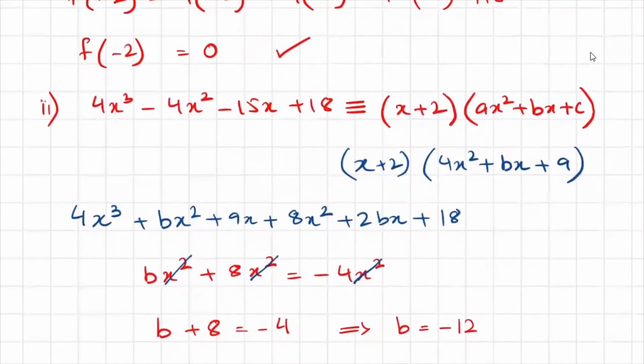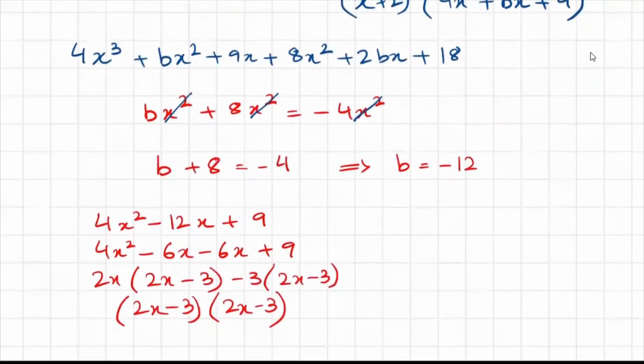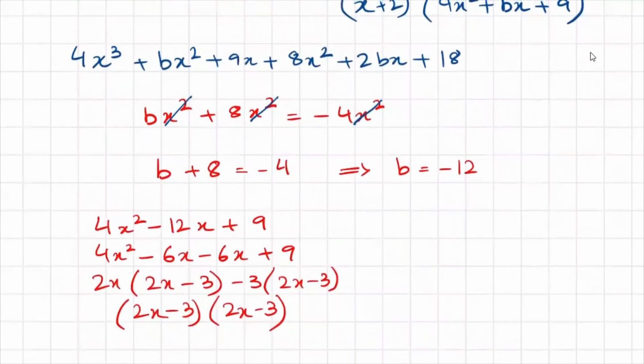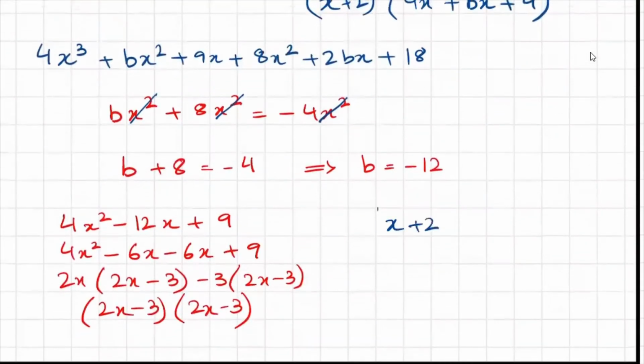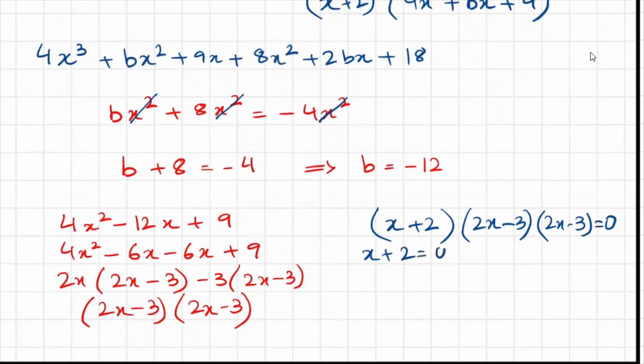Now go back to your answer. The first answer was this and the second was this. So I'm going to write these again: x plus 2, and then we have 2x minus 3, equals 0. One at a time, equated to 0. So we have x plus 2 equals 0 and 2x minus 3 equals 0.